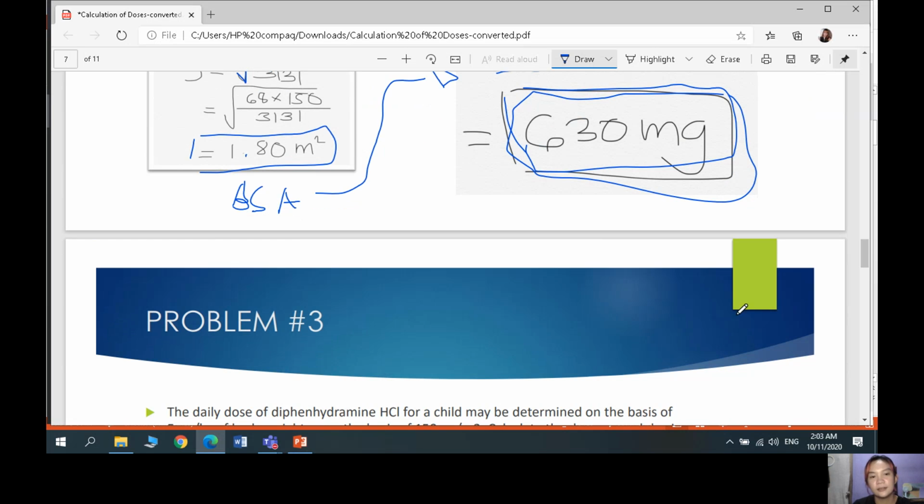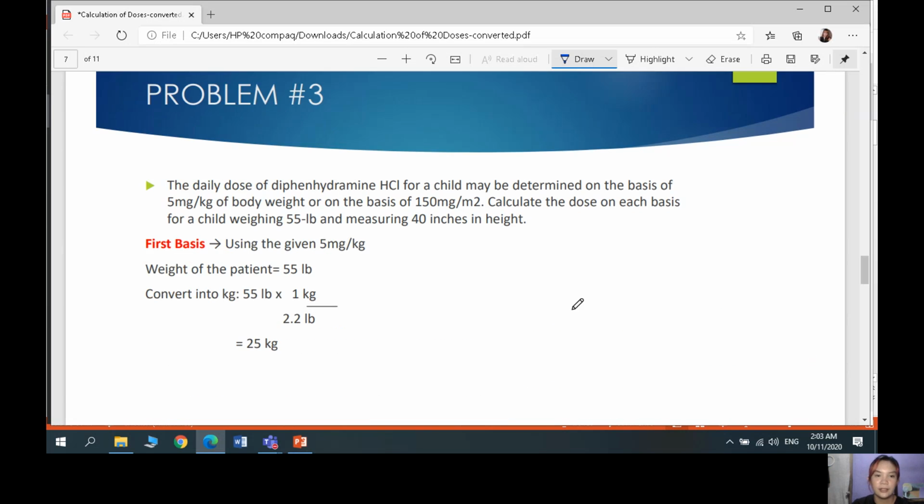Okay, let's move on to problem number 3. It is also the same as problem number two. So, the daily dose of diphenhydramine hydrochloride for a child may be determined on the basis of 5 mg per kilogram of body weight or on the basis of 150 milligrams per meter squared. Calculate the dose on each basis for a child weighing 55 pounds and measuring 40 inches in height.